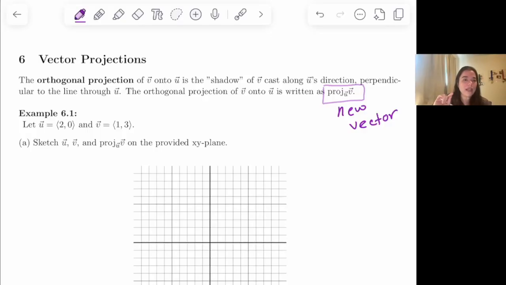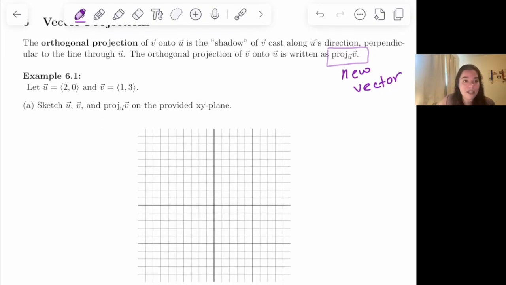Now, in your vector calculus class, you're going to learn formulas on how to find these vectors. Today, I'm not going to teach you those formulas. I am just going to teach you what it looks like visually to project a vector onto another vector so you can have a little bit better understanding of it when it comes time to find those formulas.